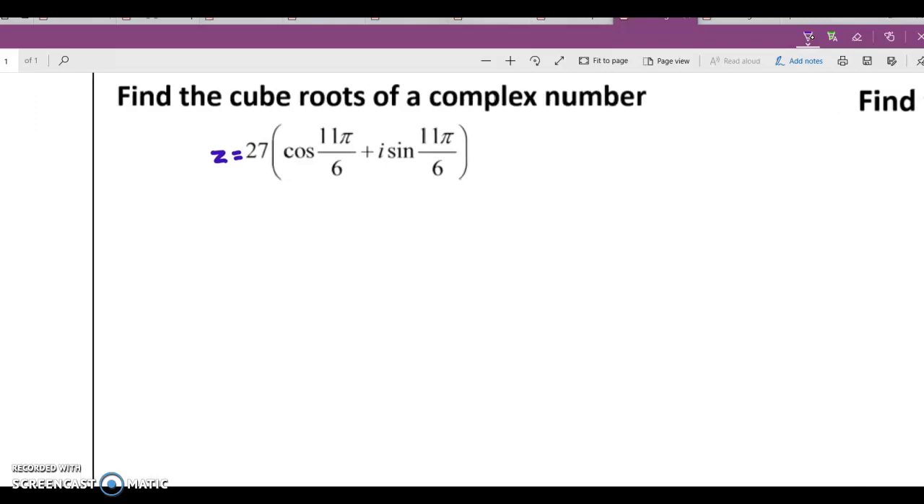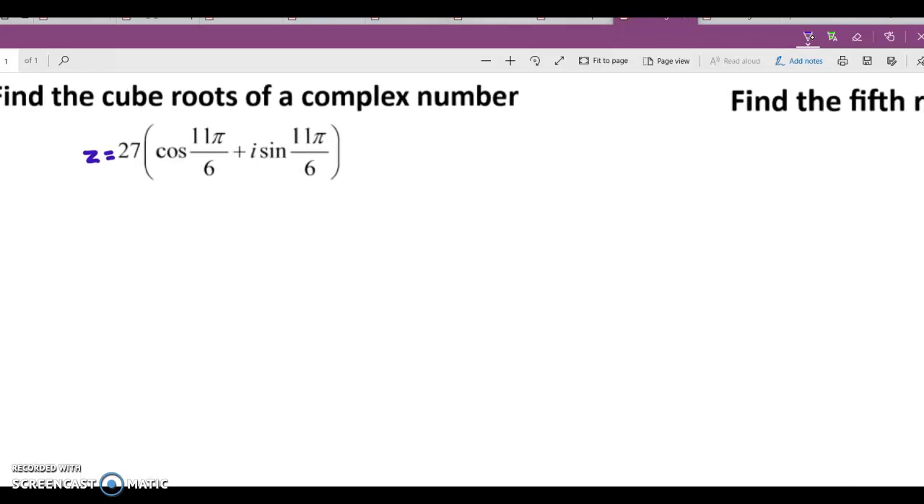Now, the first thing we want to do whenever I start these problems is identify what r is, what theta is, and what n is. r is whatever is right in front here. In this case, r is 27. Then theta comes from whatever is in here, so theta is 11 pi over 6. And n is however many roots you're trying to find. Since you're trying to find the cube roots, n is equal to 3.